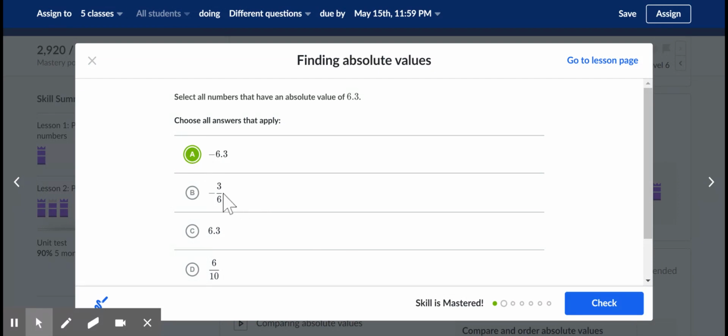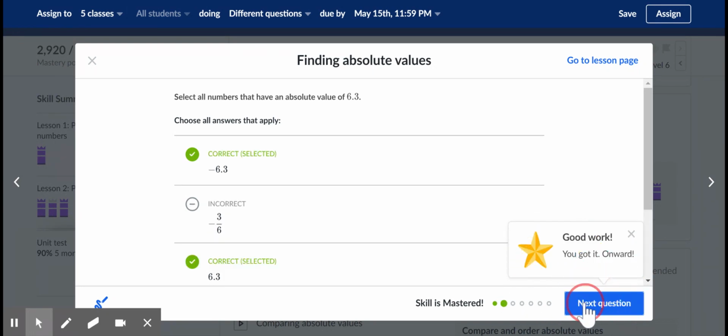-3/6 would actually reduce to -1/2, which is nowhere close to -6, or nowhere close to 6.3. So 1/2 can't be it. 6.3 would definitely be 6.3, or 6 and 3/10 away from 0. And the very last answer choice is just 6/10, which is less than a whole amount. So definitely less than 6 and not the same as 6.3. So that would be that one.